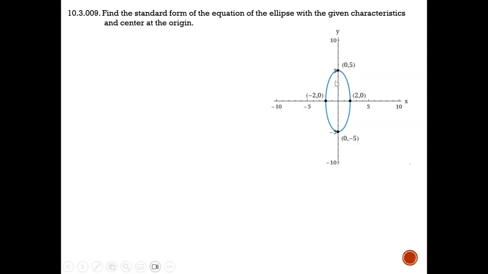We know that 5 will be my major axis, right? It's going to be vertical. So from negative 5 to 5 is 10, and 10 divided by 2 gives us 5. So my a is 5 and my b is 2. But I'm going to play the part, guys, and try to find everything the right way. But again, you can find the equation just by looking at the graph.